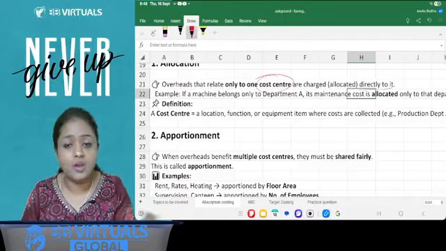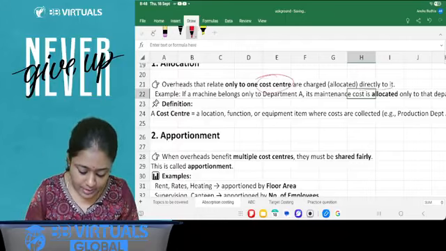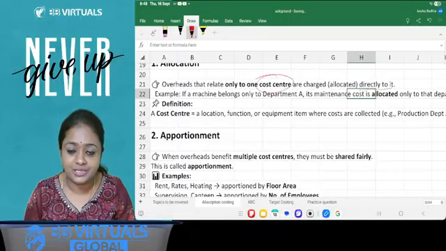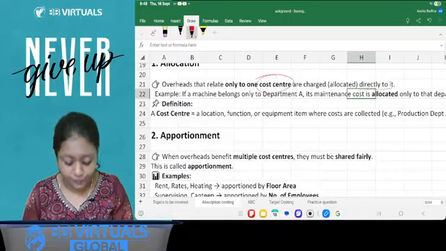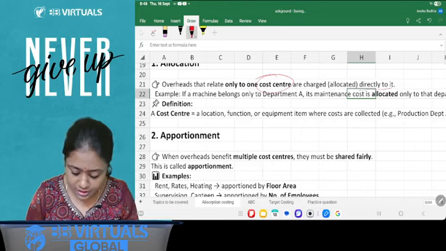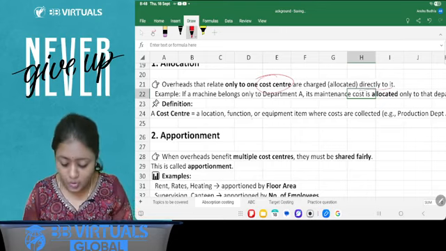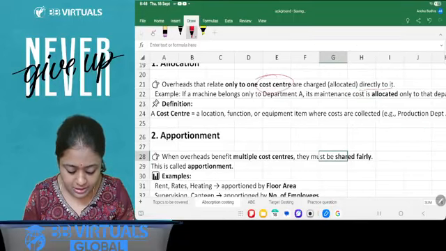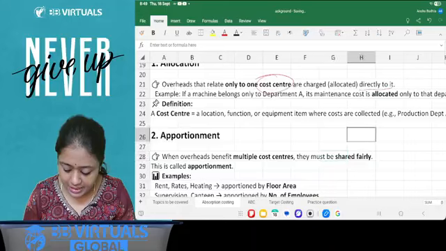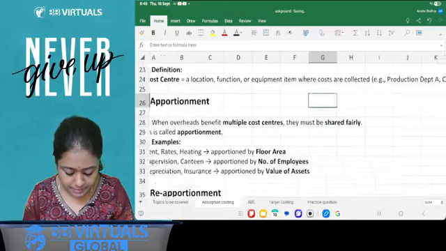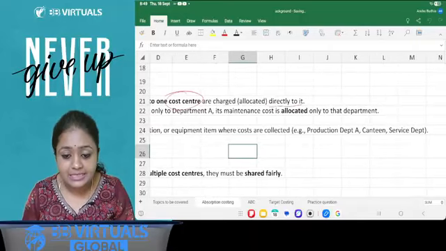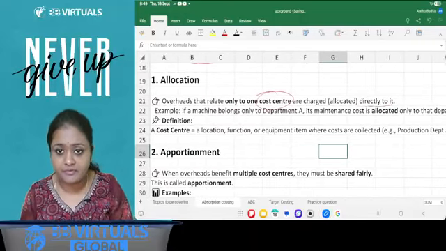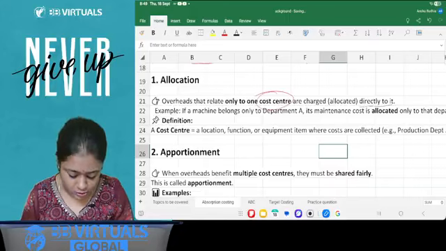Okay, I hope you all are with me on this. So now I have already given the definition also here, just to be very, very clear for all of you. A cost center is a location, function, or an equipment, item, or a unit where the costs are collected, like for example, production department, canteen, service department, that we have taken the example in our case also.